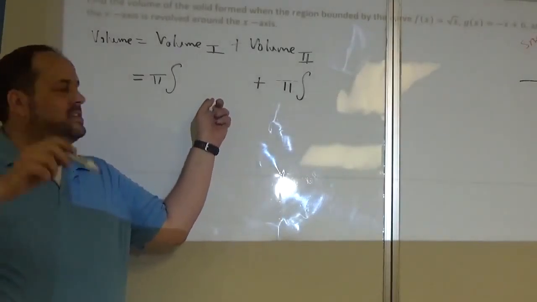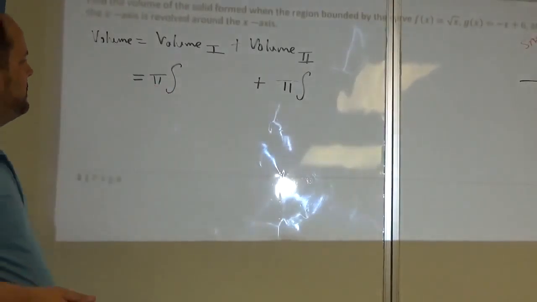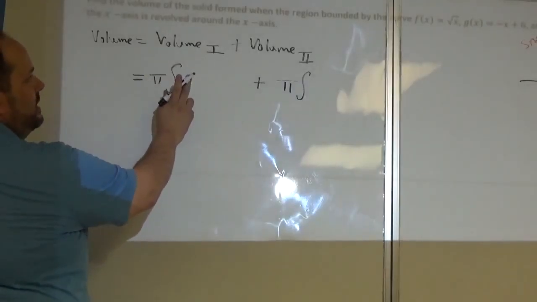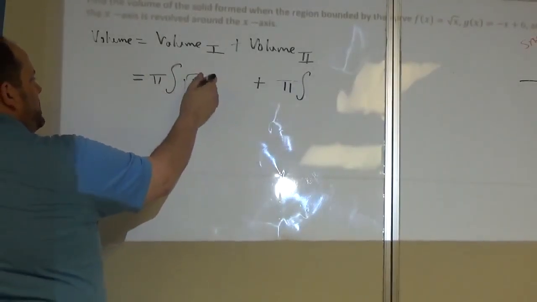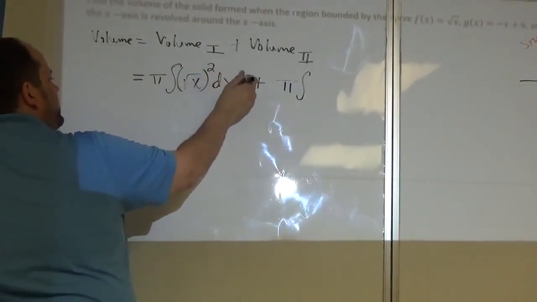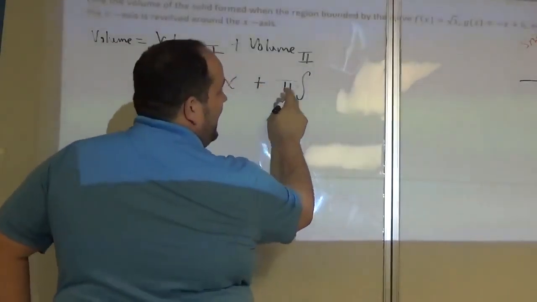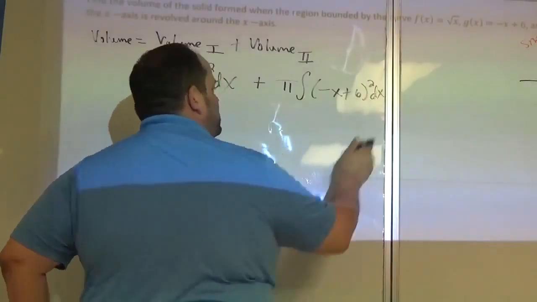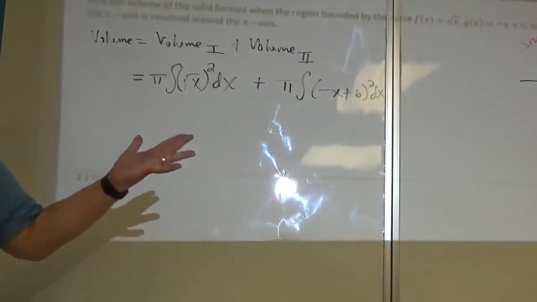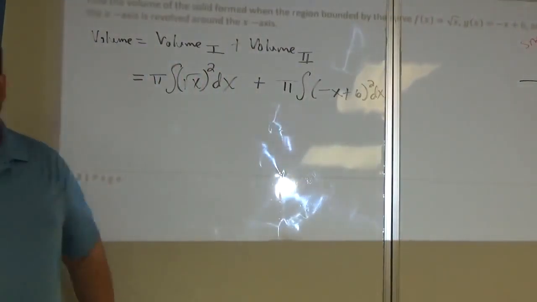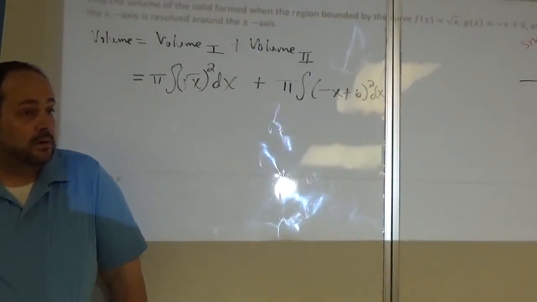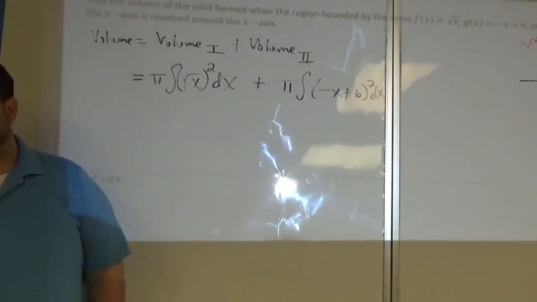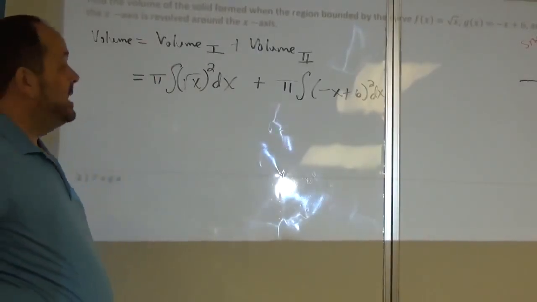All right, from what I saw walking around, just about everybody has the right setup. They know it's going to be pi times the integral of the square root of x, the whole thing squared, dx, plus pi times another integral of negative x plus 6, the whole thing squared, dx. Life is great, but the most important piece here is the limits of integration, right?